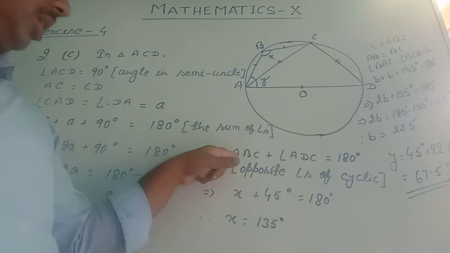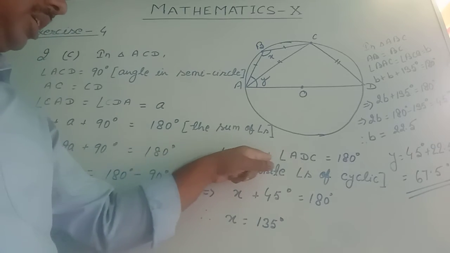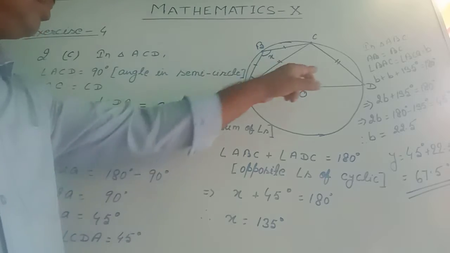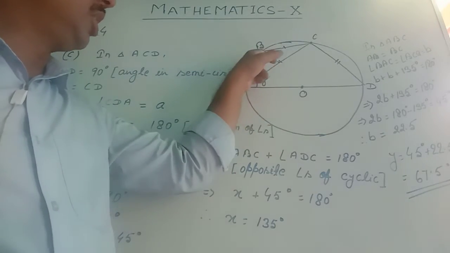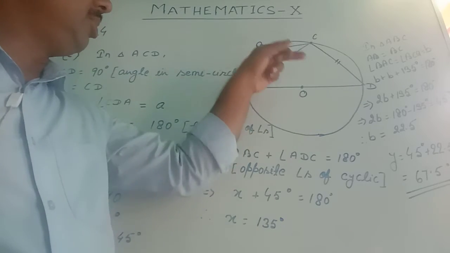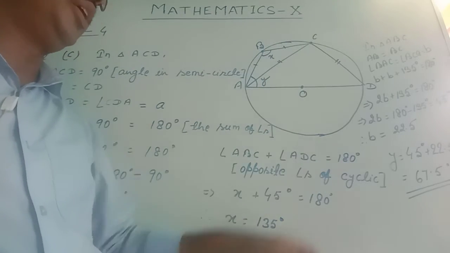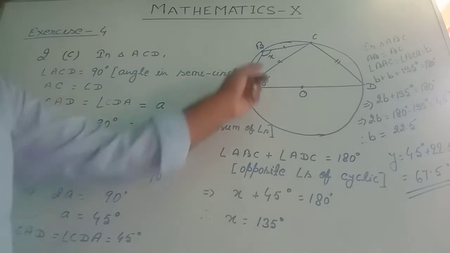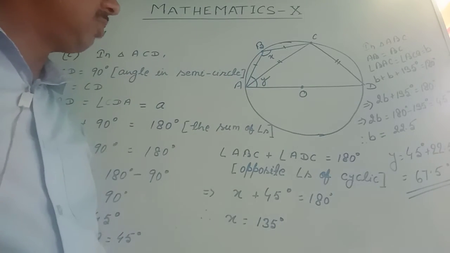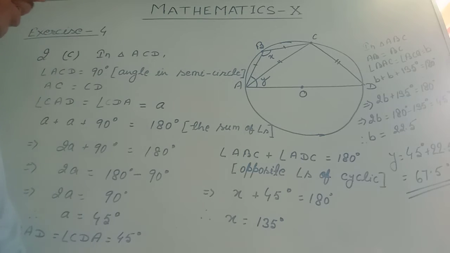Now we came to ABC and ADC. This we got here 45 degree, these two are the opposite angles of a cyclic quadrilateral. Angle ABC plus angle ADC equal to 180 degree. Reason is opposite angles of a cyclic quadrilateral. This is x and this is 45. So x plus 45 equal to 180 degree. Therefore x equal to 180 minus 45 equal to 135 degree.